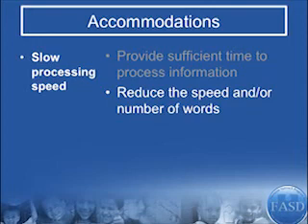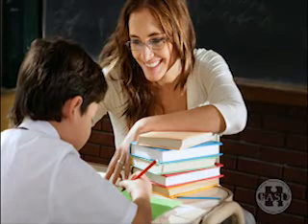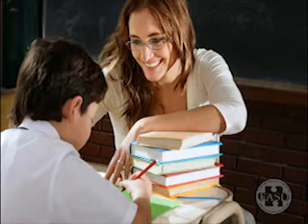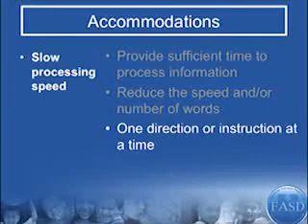Another accommodation is to reduce the speed and the amount of words whenever possible. In the classroom, giving a student with a slow processing pace a review of the directions or the lesson using key words and at a slower speed will give that student a much better chance of processing the information. Providing a single direction or instruction at a time may also help some students.